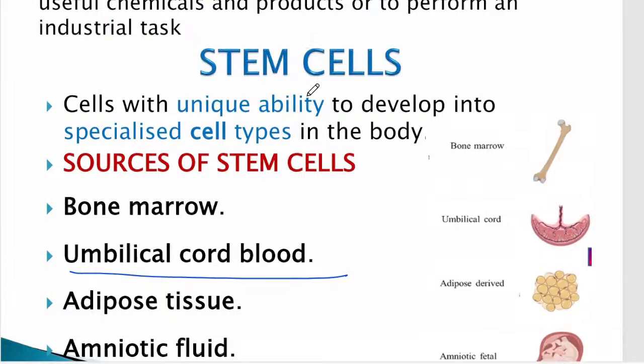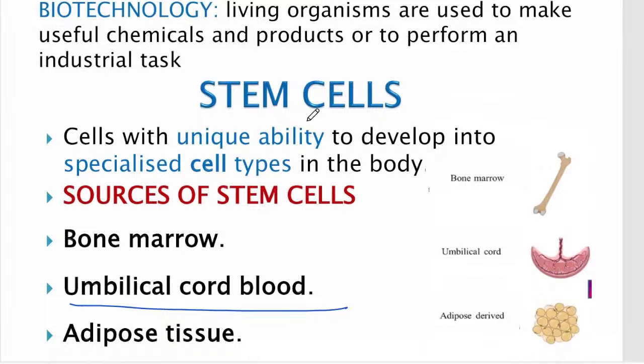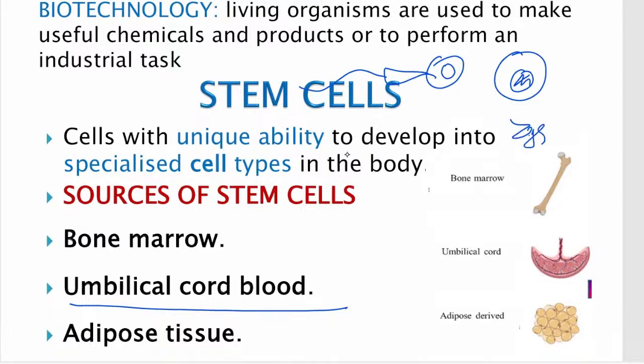So stem cells are cells which have the ability to divide and form other structures of the body. Let me give you a best example of stem cells. When the sperm fuses with the ovum, it forms a zygote. The zygote will form a ball of cells.